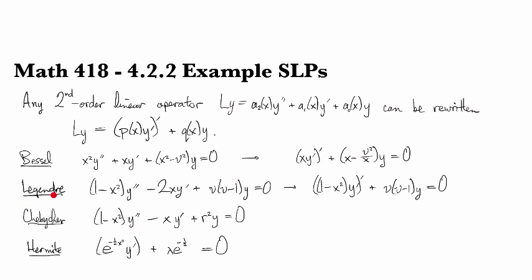Similarly, the Legendre differential equation is 1 minus x squared times y double prime minus 2xy prime plus nu times nu minus 1 times y equals 0. And it can be rewritten very easily as this one because the derivative on the x squared is just 2x, and that gives you this one right here. And the Chebyshev equation, which looks like this one, and the Hermite differential equation, which looks like this one.